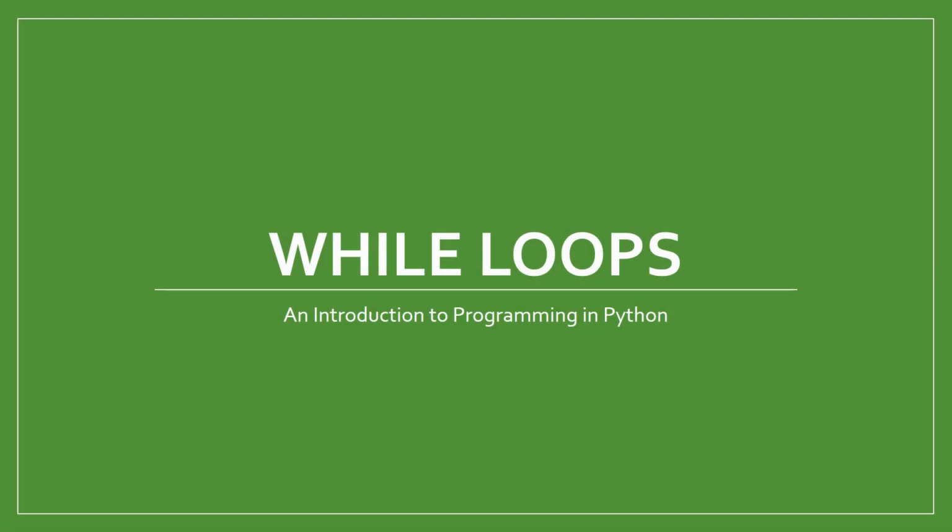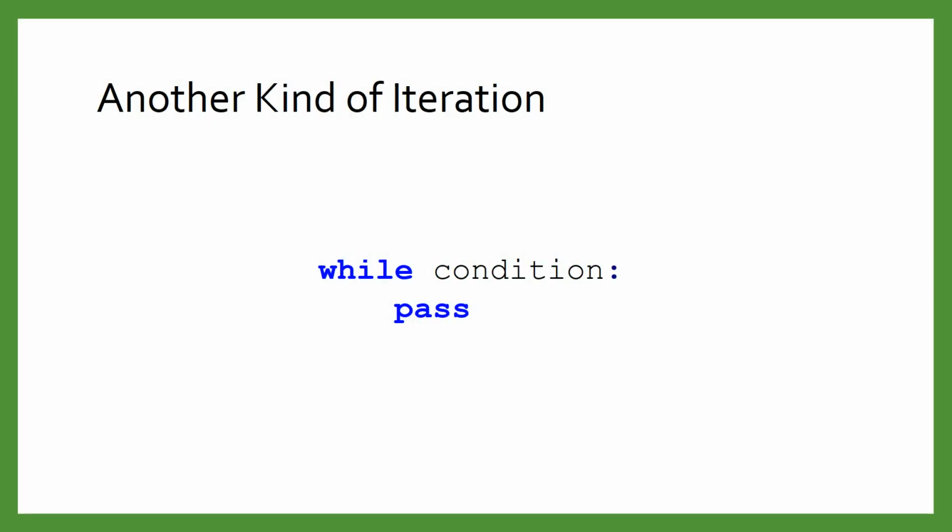Let's learn about while loops. For loops allowed us to iterate through each element of a list. They are the most common form of iteration in Python. However, there is another kind of iteration called while loops.